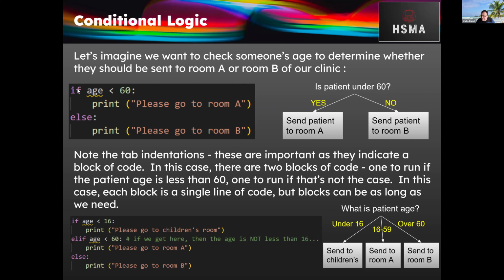So we use the if statement here. Then we write whatever our comparison statement needs to be. So what this says is if the value stored in the variable age is less than 60. And then we use a colon. So Python will then check that. It'll check the value of age and see if it is less than 60 or not. If it is, then it will run this block of code here.